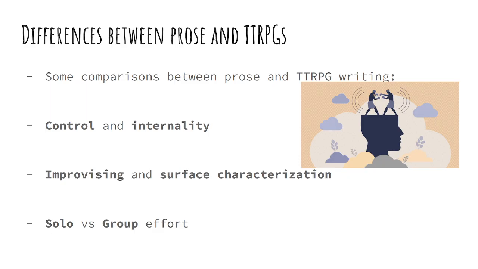RPG writing, by contrast, involves much more improvising and usually, though not always, requires a focus on body language and dialogue to convey internal thoughts and feelings, as opposed to internal monologuing like you can do in a prose work. Perhaps most importantly, tabletop RPGs are collaborative. Your players can add to your story, and they can even come up with different interpretations of the same events.